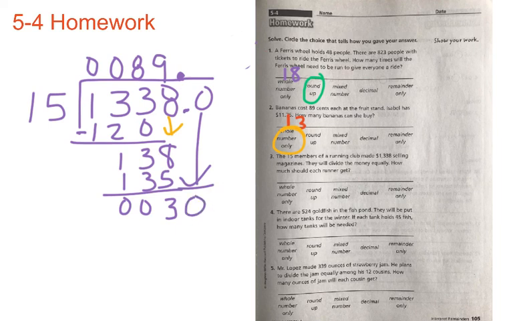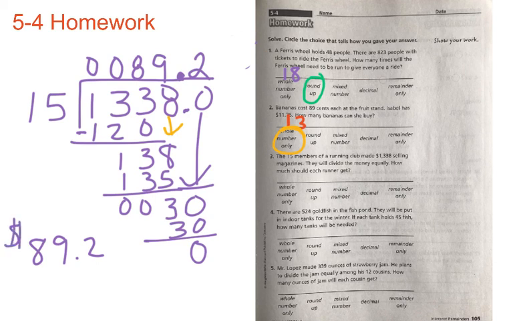15 can go into 30, and I know that one off the top of my head. 15 can go into 30 two times. So 15 times 2 is equal to 30, so I'm left with nothing. So we have 89 and 2/10, or written as money, it's 89 dollars and 20 cents. $89.20.